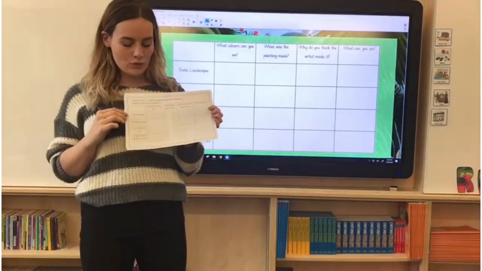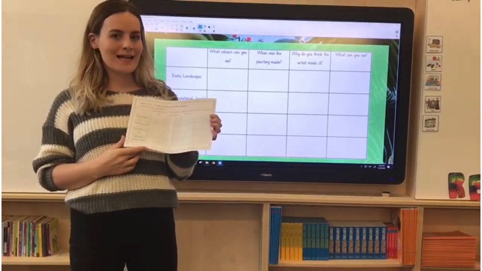can be found on the website, and here is a grid for you to answer some questions about the paintings as we go along.